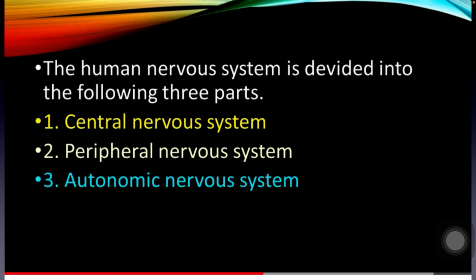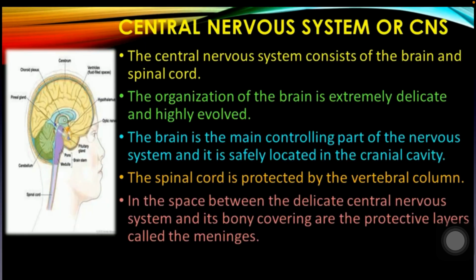So let's have a look at the central nervous system. Students, the central nervous system or CNS consists of the brain and spinal cord. The organization of the brain is extremely delicate and highly evolved. बहुत डेलिकेट होता है and highly evolved means बहुत सारी चीज़ें हैं ब्रेन के अंदर. The brain is the main controlling part of the nervous system and it is safely located in the cranial cavity. किस में brain locate है? Cranial cavity, that is skull.